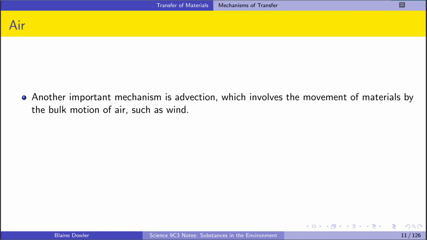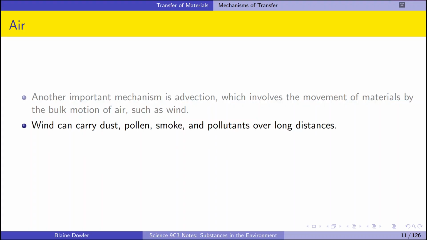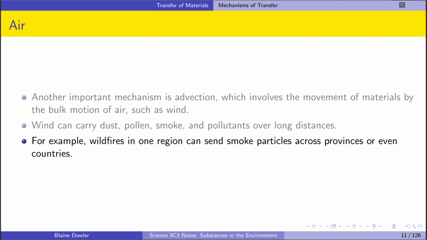Another important mechanism is advection, which involves the movement of materials by the bulk motion of air, such as wind. Wind can carry dust, pollen, smoke, and pollutants over long distances. For example, wildfires in one region can send smoke particles across provinces or even countries.